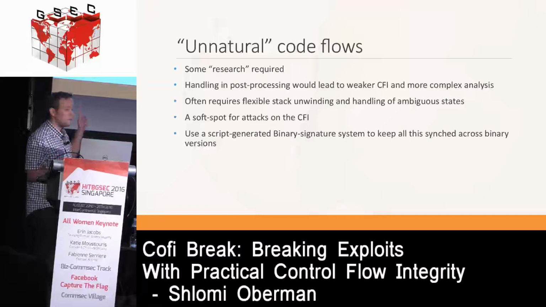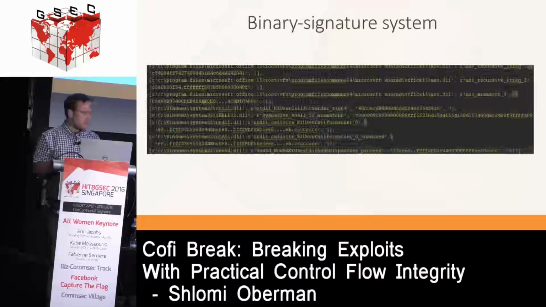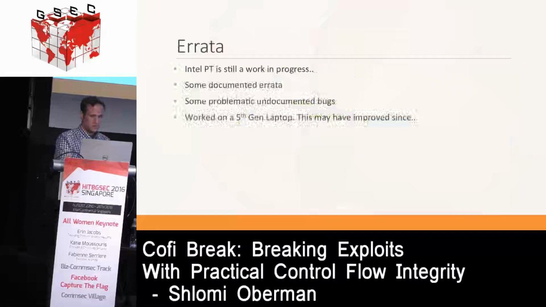It's also a weak spot for CFI. So this area also had to be hardened because we have ambiguous states. At some points, we don't know how long the call chain is because we don't know how much we unwound. And a little binary signature engine to keep all of this stuff sort of synced between different minor versions or different major versions of operating system and applications. Well, that's pretty straightforward, I think.